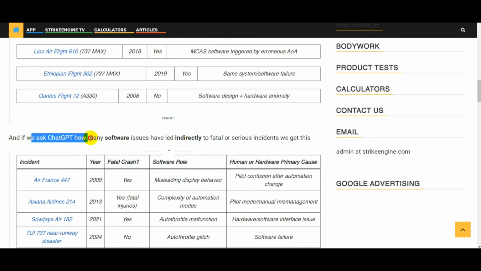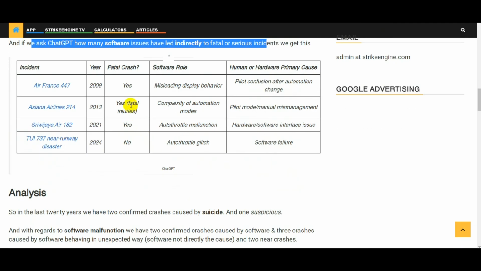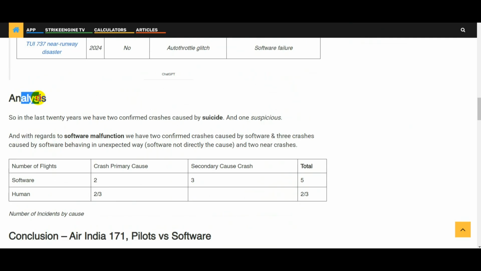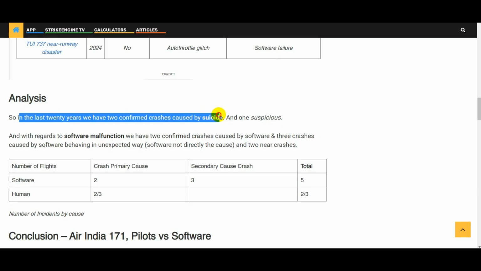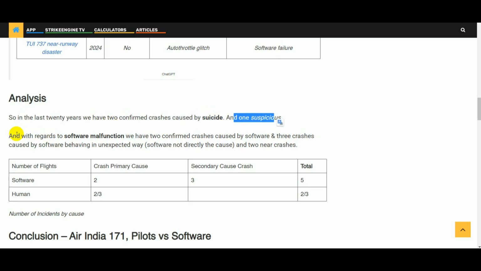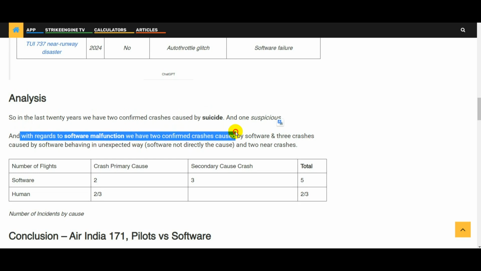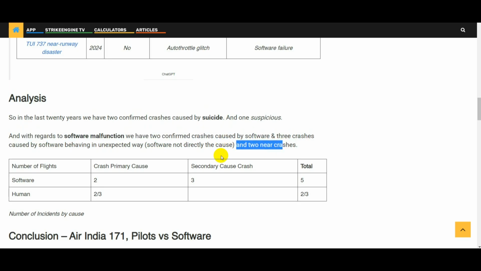And if we ask GPT how many software issues have led indirectly to fatal or serious incidents, we get the following. We get another 4 incidents here. Again, all the details are linked to. So a quick bit of analysis on all this data that we get from ChatGPT. In the last 20 years we have 2 confirmed crashes caused by suicide and 1 that is suspicious. And with regards to software malfunction, we have 2 confirmed crashes where software was the primary cause and 3 crashes caused by software behaving in an unexpected way, i.e. software was not the primary cause. And we've also got 2 near crashes caused by software acting in a way that is either wrong or unpredicted.